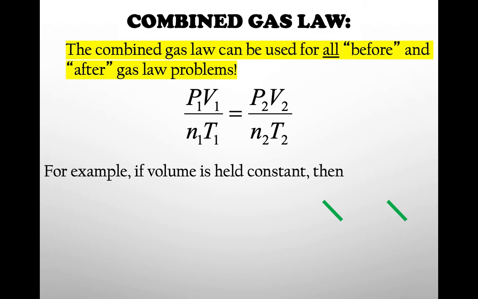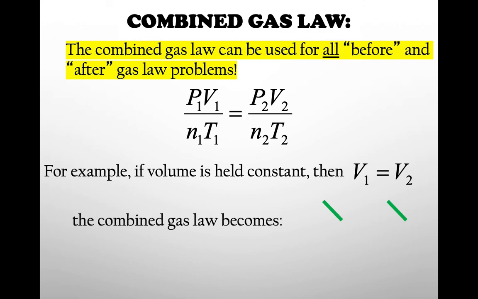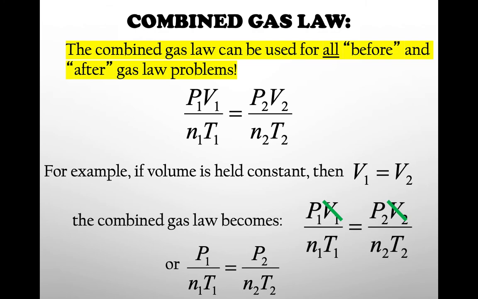So for example, the way this would work is this would be our equation: pressure times volume divided by the number of moles and temperature of our before equals the after. If something is held constant, let's say volume, so our V1 is equal to V2, well, what happens basically is the volume just drops out of the equation because they're equal to each other, and eventually we're going to be dividing by them. So we can simply ignore something when it is held constant.